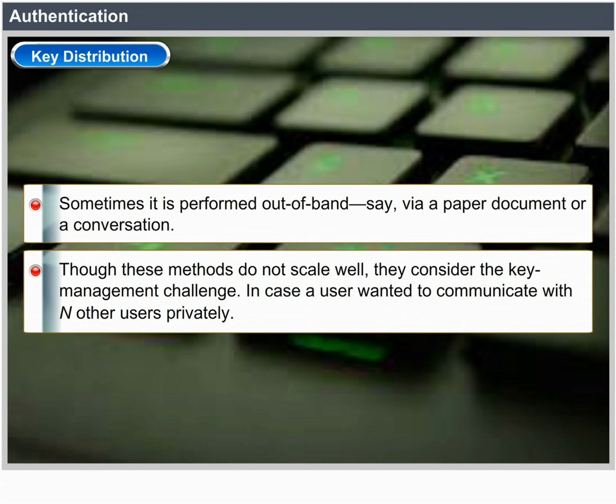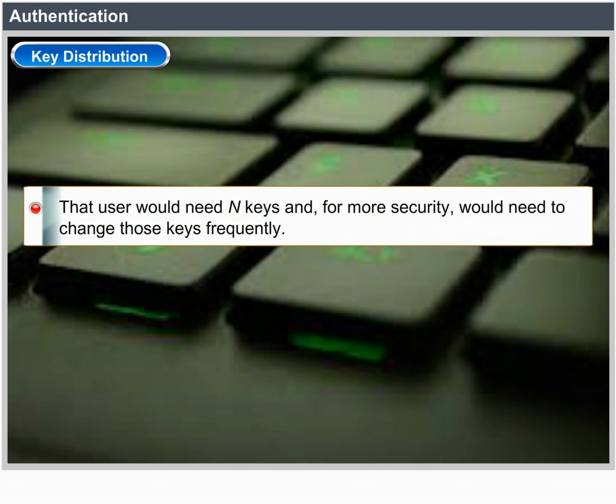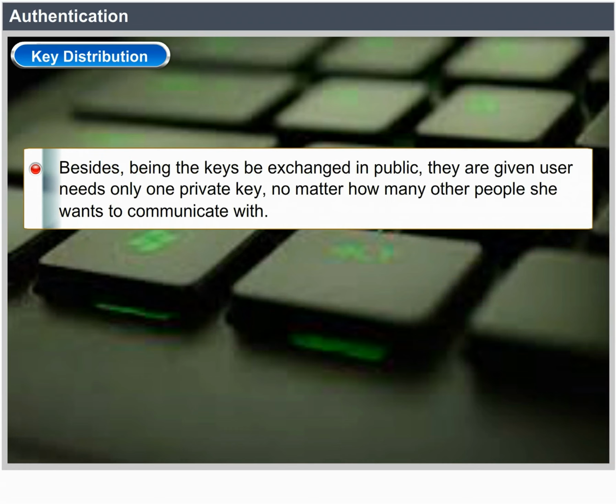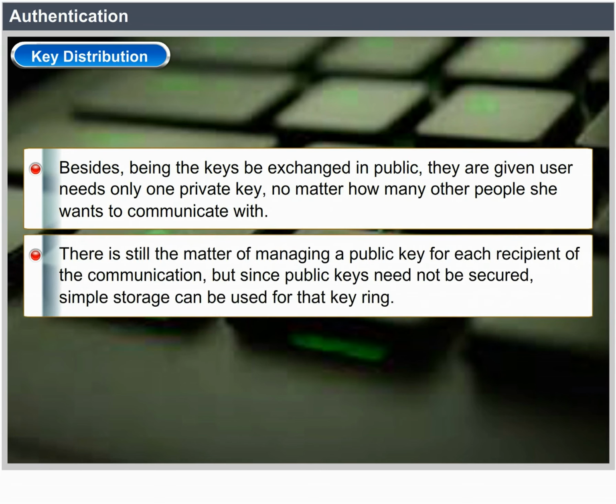Also consider the key management challenge. Suppose a user wanted to communicate with n other users privately. That user would need n keys and, for more security, would need to change those keys frequently. These are the very reasons for efforts to create asymmetric key algorithms. Not only can the keys be exchanged in public, but a given user needs only one private key no matter how many other people she wants to communicate with. There is still the matter of managing a public key for each recipient of the communication, but since public keys need not be secured, simple storage can serve for that key ring.